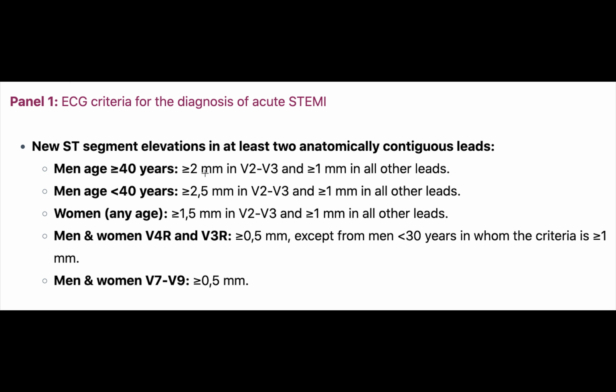But here's the criteria. Our guy was 32 years old, and he was a male. So in leads V2 and V3, we need to see a greater than or equal to 2.5 millimeter increase. And in all the other leads, we need to see a 1 millimeter increase. Specifically in that ST segment, we need to see an elevation. And STEMI, by the way, means ST elevation myocardial infarction. So myocardium is your myocytes, your heart cells, so specifically the muscle cells of the heart.